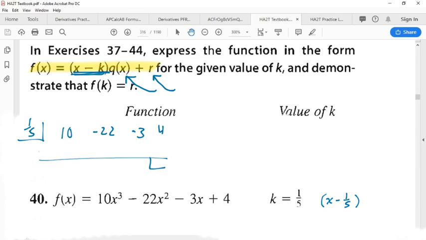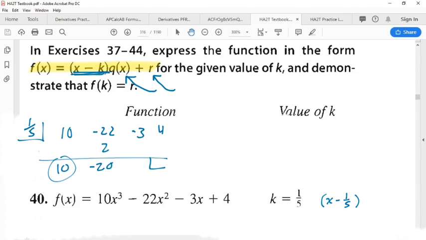Which one? This guy? No, they're just giving you the 0. So we're going to have a 1/5 right there. Okay, so bring down the 10. I get 10. What is 10 times 1/5? It's 2. And then we add that, we get negative 20.